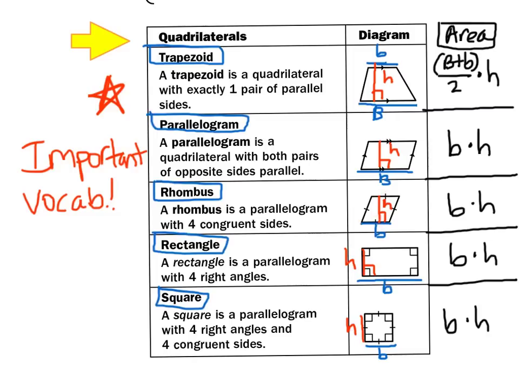And a rectangle, you guys know what a rectangle looks like. Right here they drew it. So for a rectangle, the area is base times height. And then a square is a 4-sided shape where all 4 sides are congruent and all 4 angles have 90 degrees. So the area of a square is also base times the height.